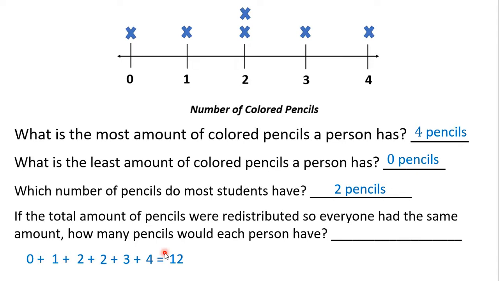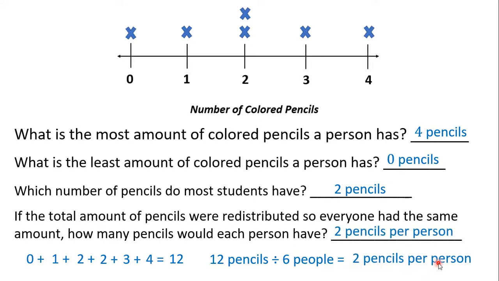So if we took all those pencils, we now have 12 pencils in a basket, and now we're going to give students the same amount of pencils until there are no pencils left. To show this in an equation, we're going to take the total number of pencils that we have, which is 12, and divide it by the number of people that there are. So there's 6 people, and we know that because there's 6 X's: 1, 2, 3, 4, 5, 6. When we divide, we're going to find out how many pencils each student is going to get. 12 pencils divided between 6 people means 2 pencils per person. So each person is going to get 2 pencils.